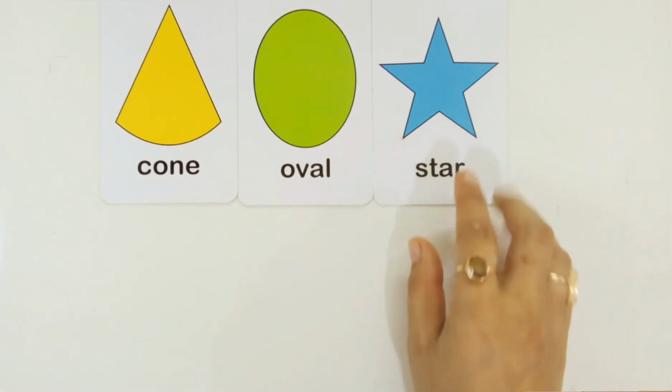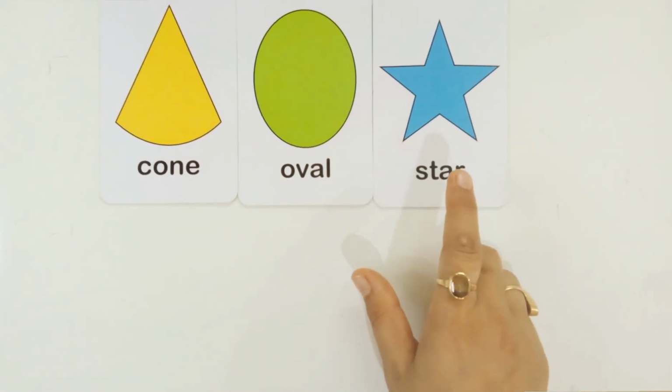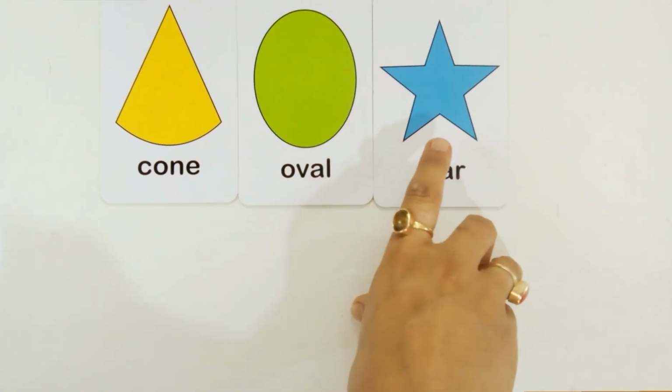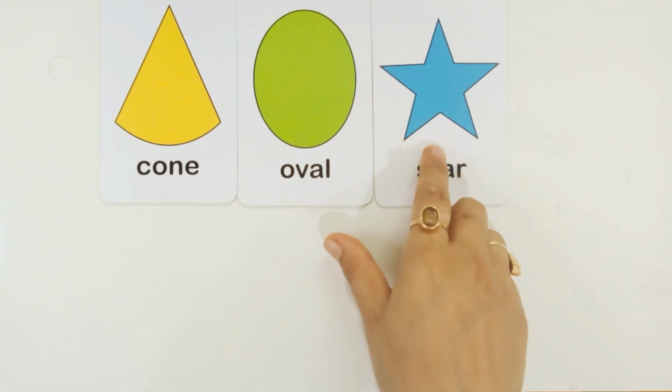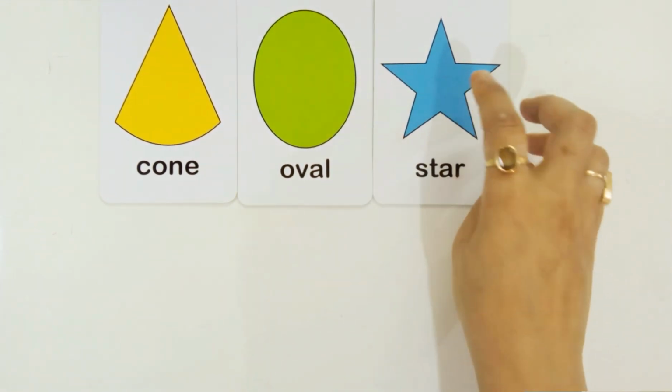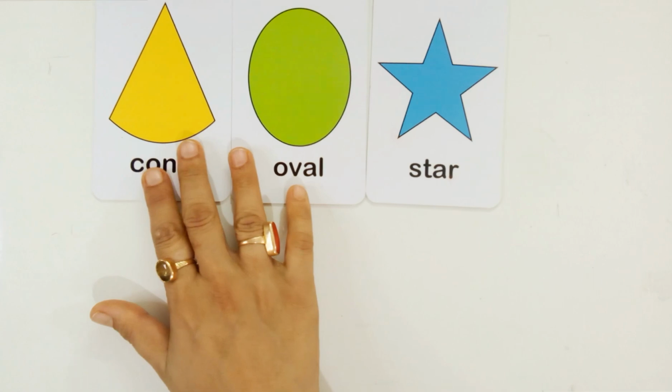S for star. S-T-A-R, star. This is star. This is star shape. And the color is blue color.